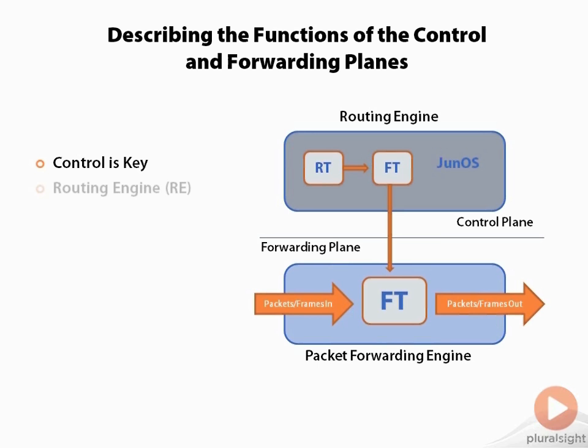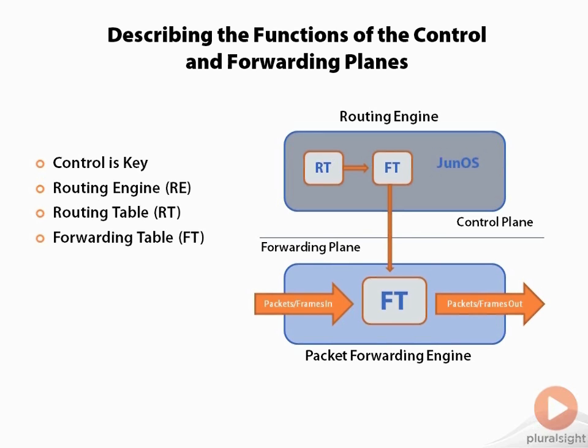When a packet or frame comes in on an interface, the control plane processes it through the RE, or the routing engine, checking it against the routing table, and then the forwarding table, and comes to a determination on where the packet or frame needs to go based on the device configuration. The control plane then passes the instructions to the forwarding plane, and the instructions are carried out. The packet will either be dropped or passed on to an outgoing interface.